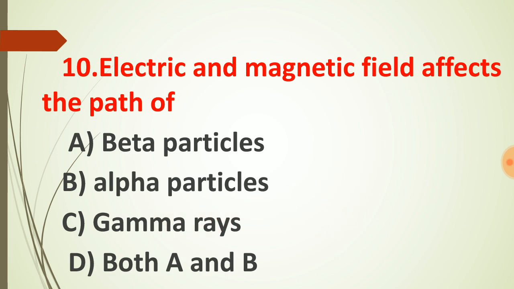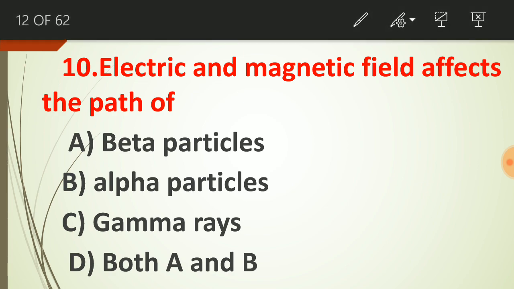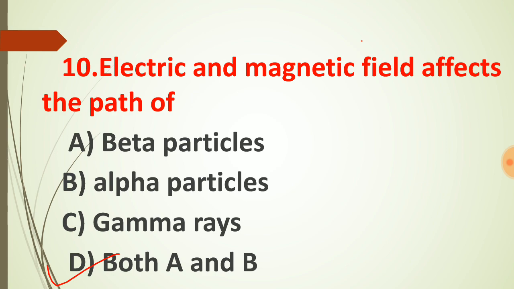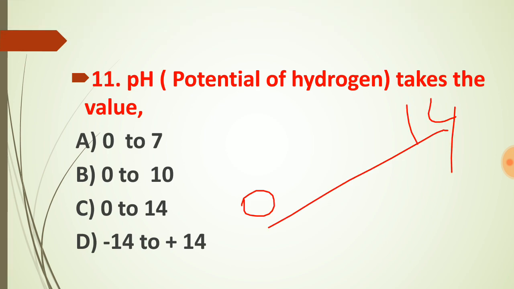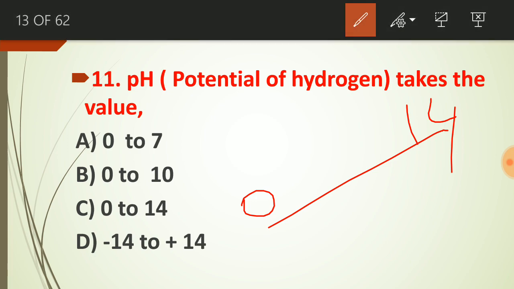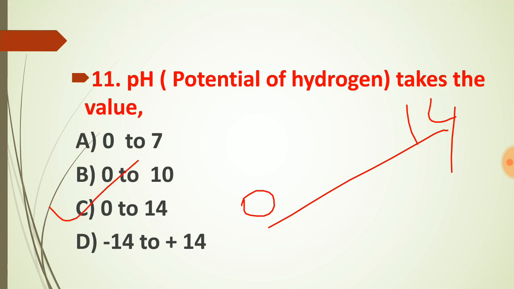Now the question is asking, electric and magnetic field affects both A and B. It affects beta particles, it affects alpha particles, but it does not affect the path of gamma rays. Now let us move to question number 11. pH, potential of hydrogen, takes the value from 0 to 14. So 0 to 14 is in option choice C. Option choice C is the correct answer for question number 11.